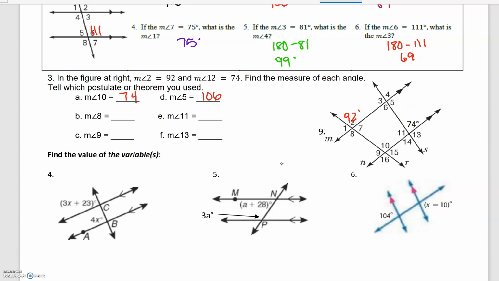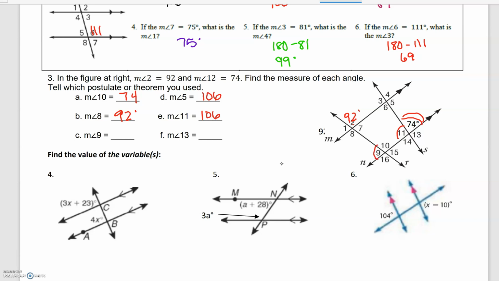And then 8. 8 right here is vertical to the 92-degree angle, so same as that 92-degree angle. 11 is supplementary to my 74, so I'm going to take 180 minus the 74. That's going to give me 106. So we kind of have that relationship going around there.